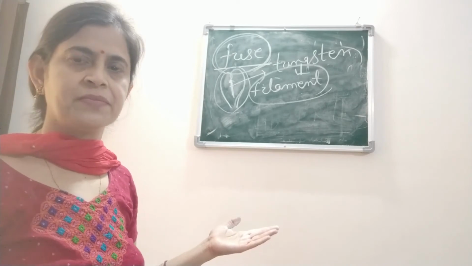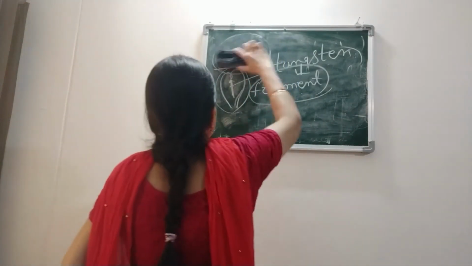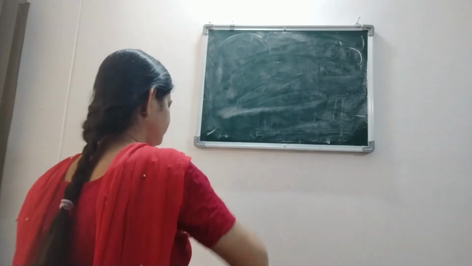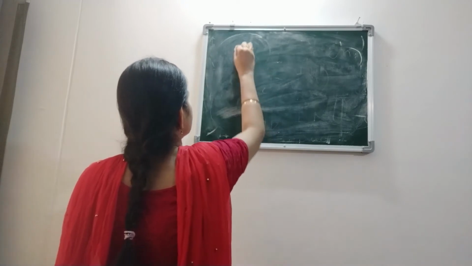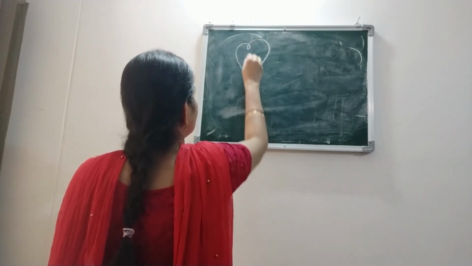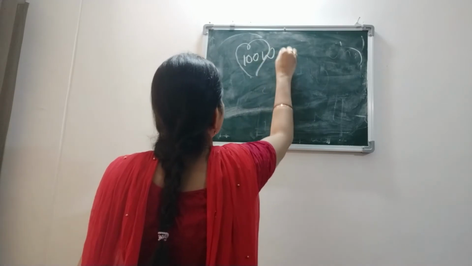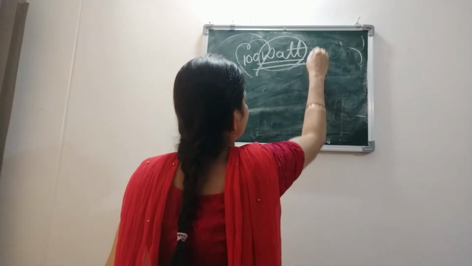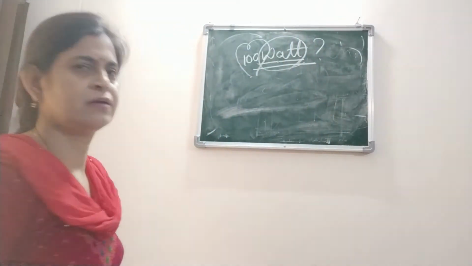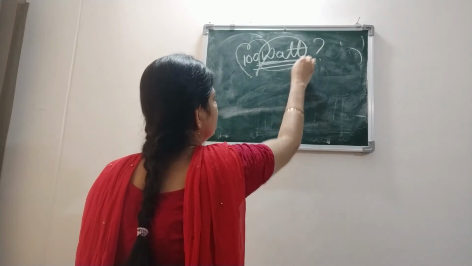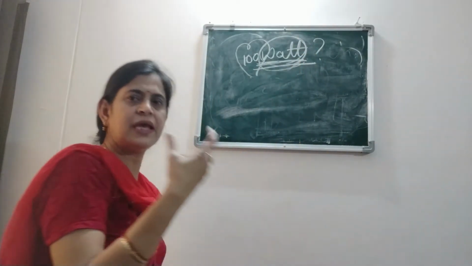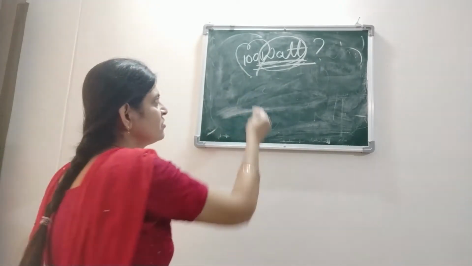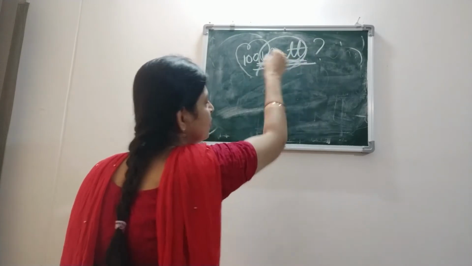Now, another important topic. Suppose we are considering a bulb of 100 watt. Now what does it mean? 100 watt means how much energy the bulb consumes. That is called the power of the bulb.